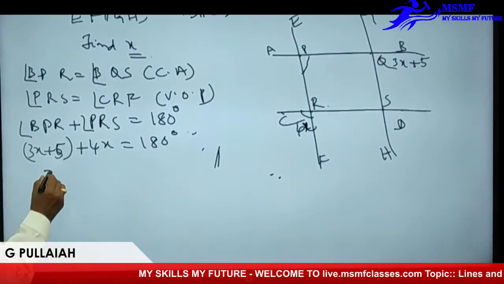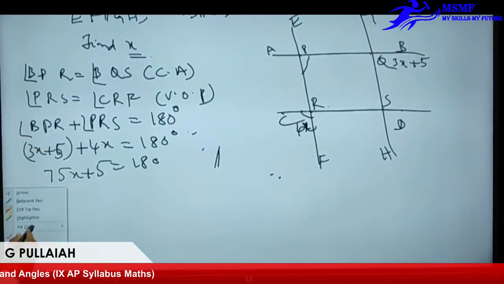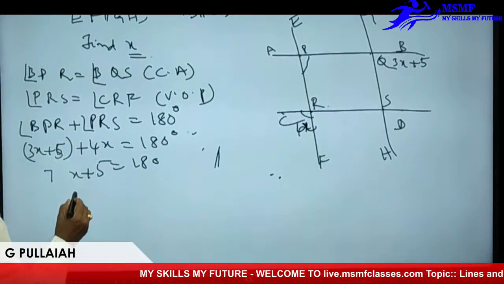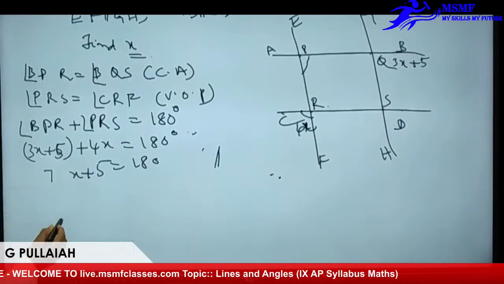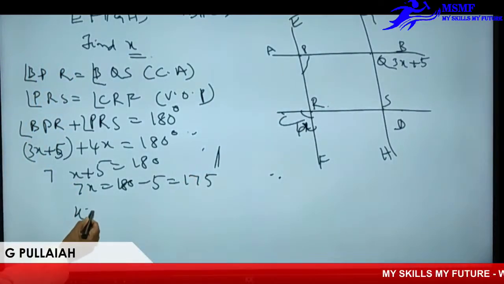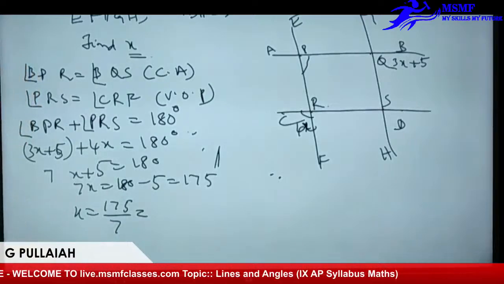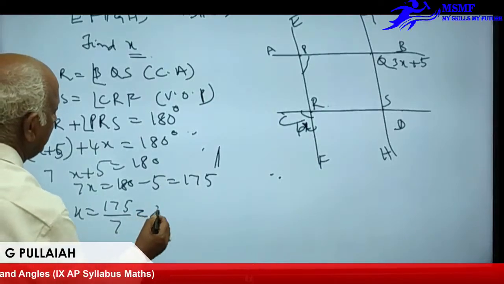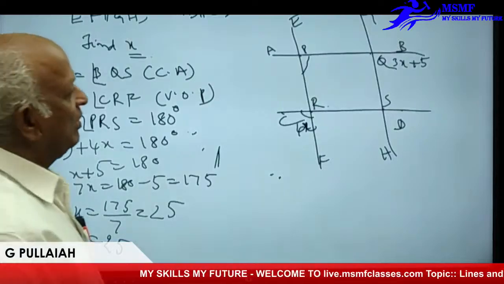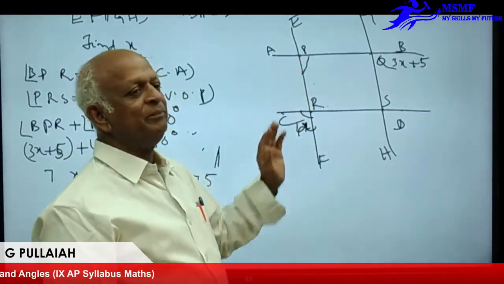So now here you can take this as 7x plus 5 is equal to 180. So 7x plus 5 is equal to 180, and 7x is equal to 175. Therefore x is equal to 25. So here what we did, to find the numerical value, we must get the two given angles either in the co-interior form or in the linear form.